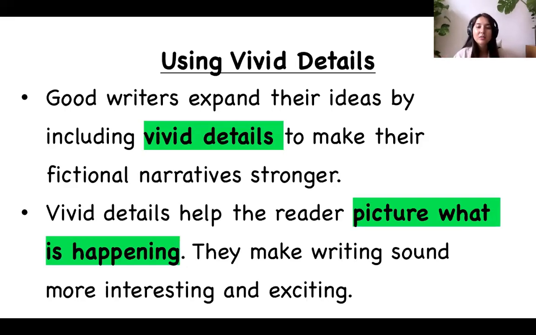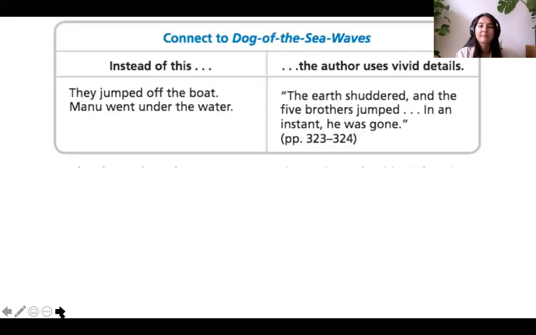Remember, you're writing a story. Think about what you would want to read as a young reader for me. So when you're writing this story for me, you're trying to engage me. You're trying to make this exciting. Vivid details are great because they help the reader picture exactly what is happening. They make your writing sound more interesting and more exciting.